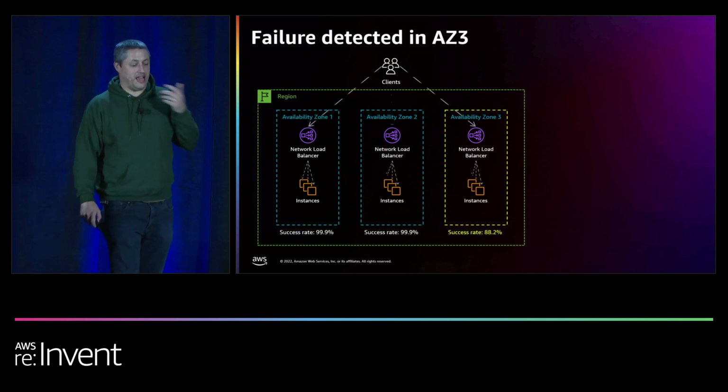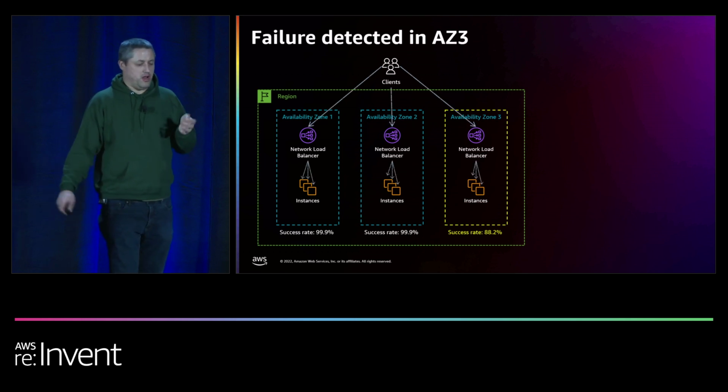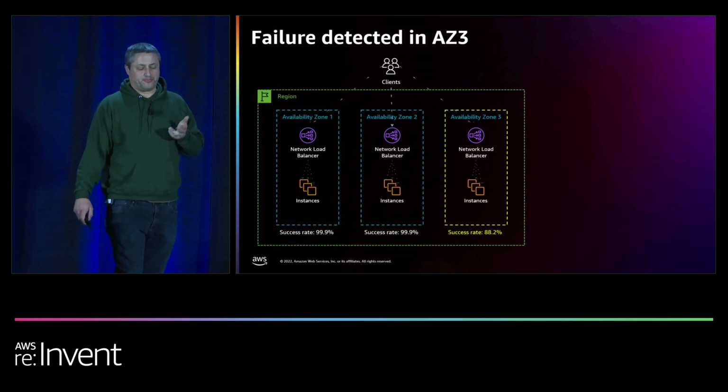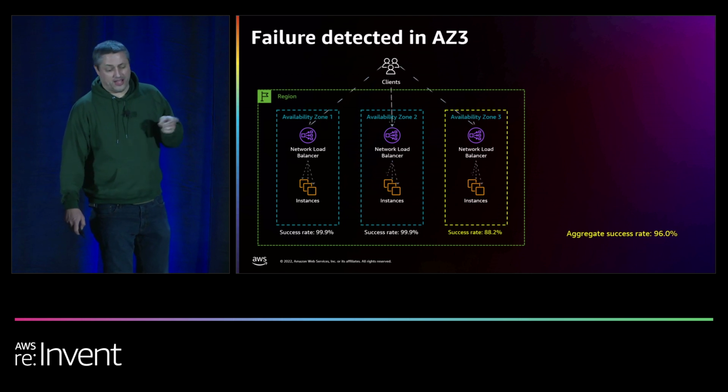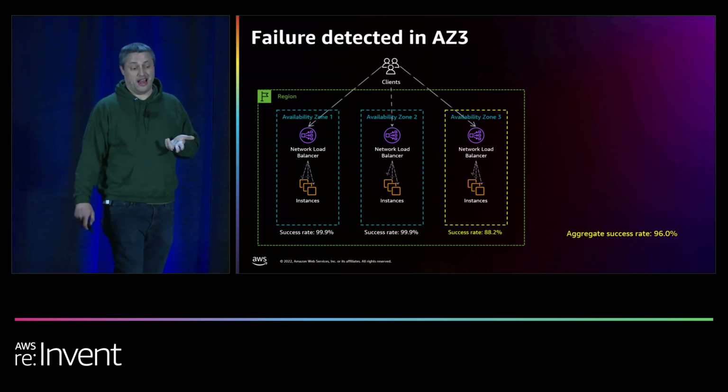So let's say an event happens. Maybe a deployment is happening in AZ3, I don't know. Something has happened in AZ3. The success rate has dropped, and that's having an impact on the customer success rate, the aggregate success rate as well, right? Because it's an average of the three.